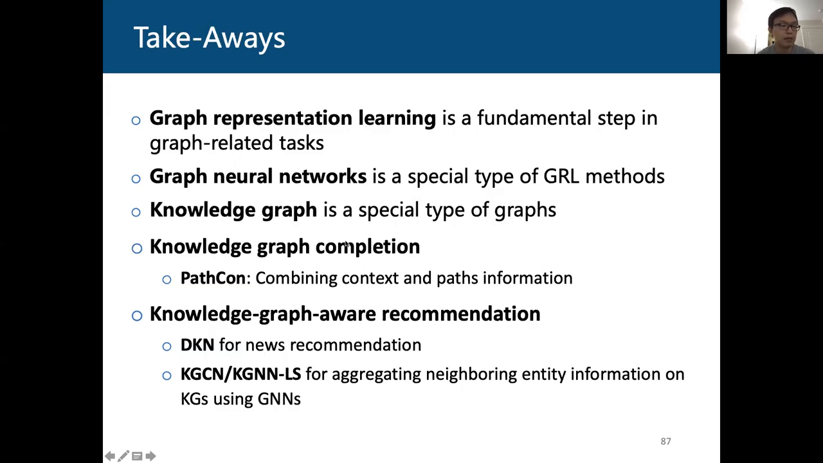So here comes the conclusion. In this talk, I first introduced graph representation learning, which is a fundamental step in graph analysis tasks. Then I introduced graph neural networks, which are a special type of GRL methods. And then I introduced knowledge graphs, which are a special type of graph. And then I introduced two graph related tasks, which are knowledge graph completion and knowledge graph aware recommendation.